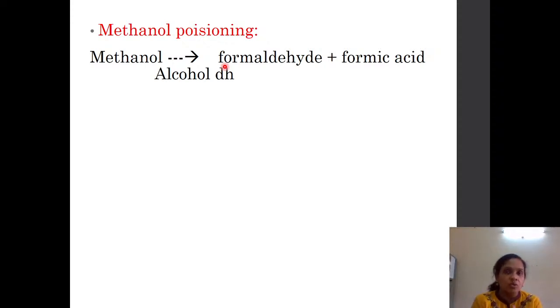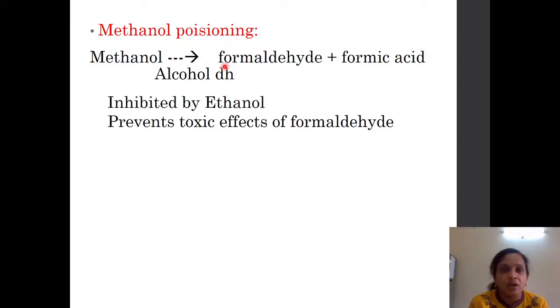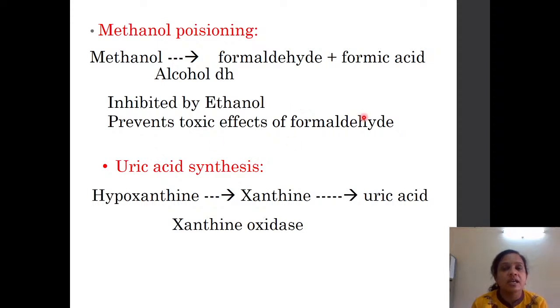Now it has been identified that methanol is a poison. Now we have to do something so that this poison can be broken down. So for that, what is done? It is inhibited by giving ethanol. What will it do? Ethanol will prevent the toxic effects of the formaldehyde. How does it prevent them? This ethanol will be inhibiting the alcohol dehydrogenase. As a result, less formaldehyde will be formed. In that way, the toxic effects of the formaldehyde are decreased in methanol poisoning.